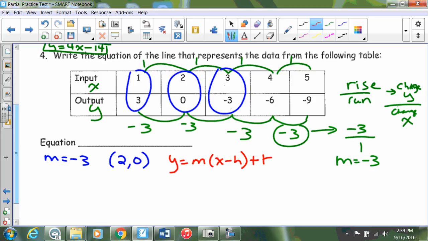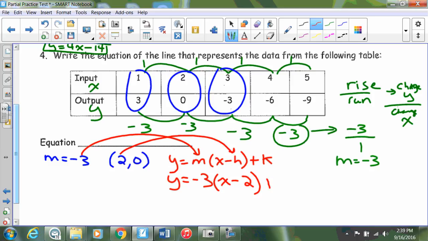Because once you get your information, then we're just doing the same thing over and over again, which may seem boring, but that's good because on the test, you're just doing the same thing. You can do it once, you can do it 10 times. So we're going to plug it in. When we see y equals, we write y equals, but when we see an m, we're going to plug in a -3. When we see an x minus, we rewrite that, but when we see an h, we're going to plug in a 2. And then we see plus k, and k, when we plug it in, is 0.